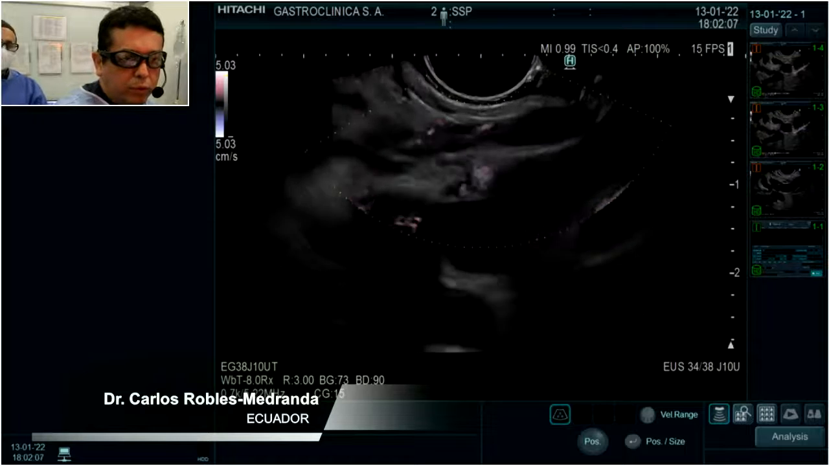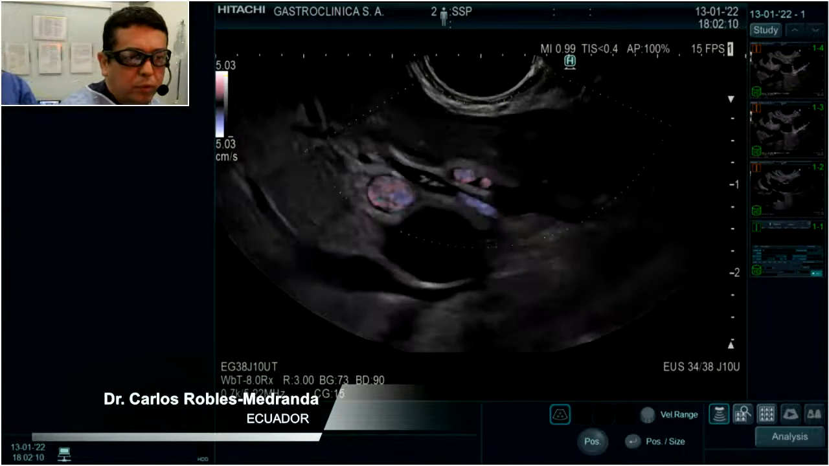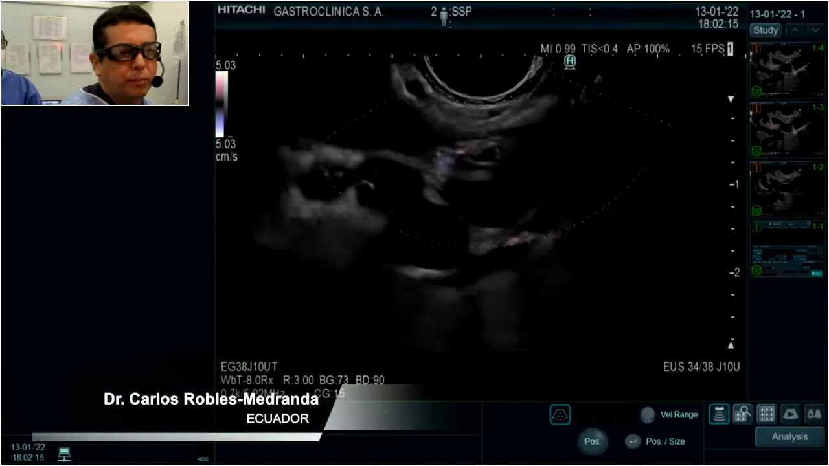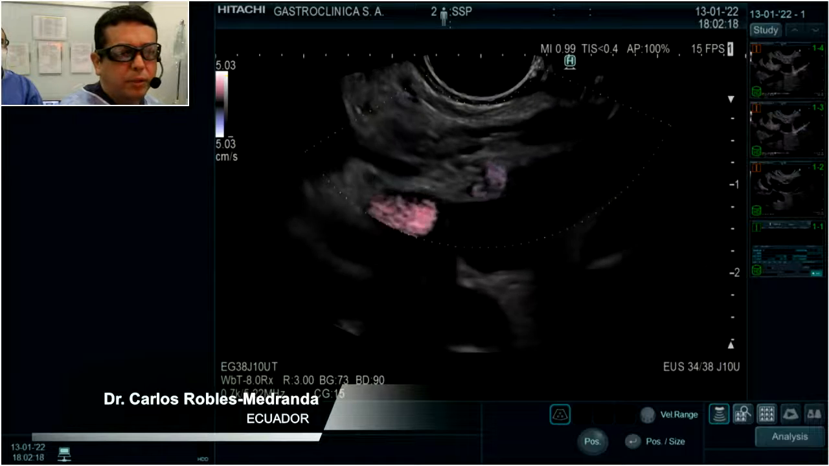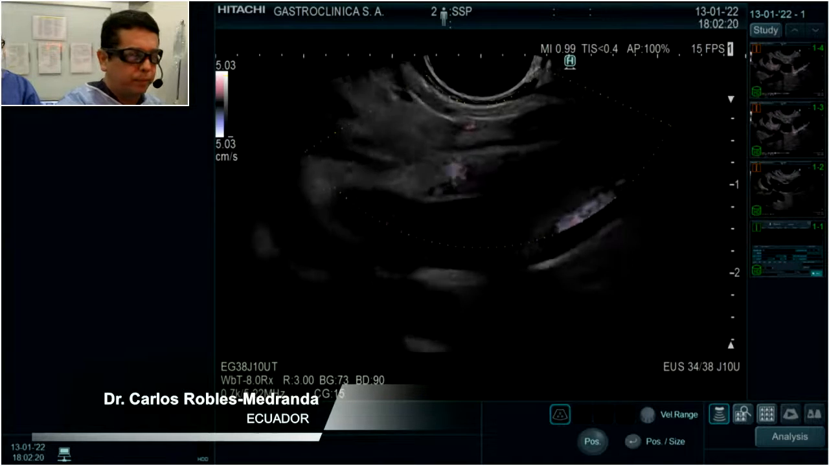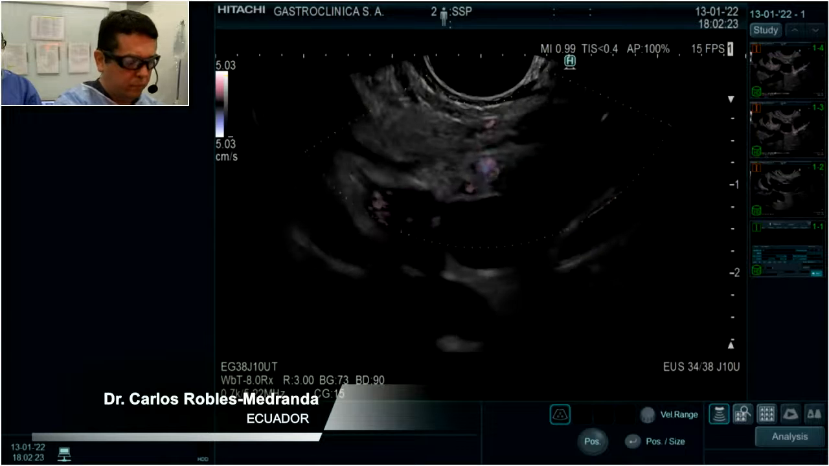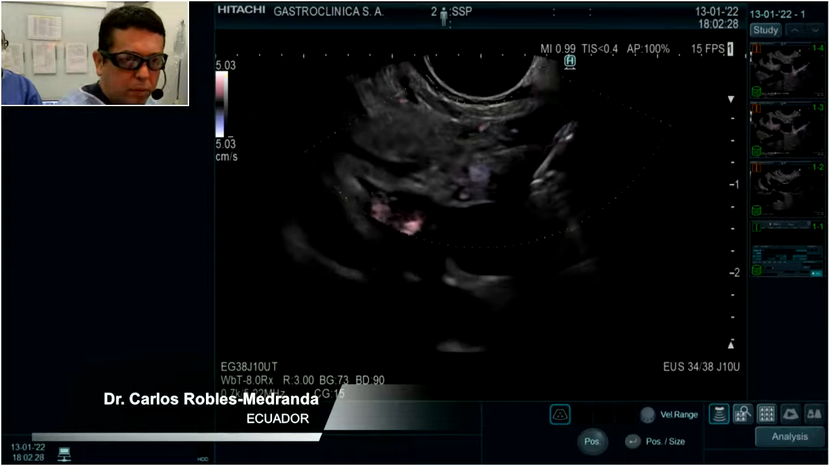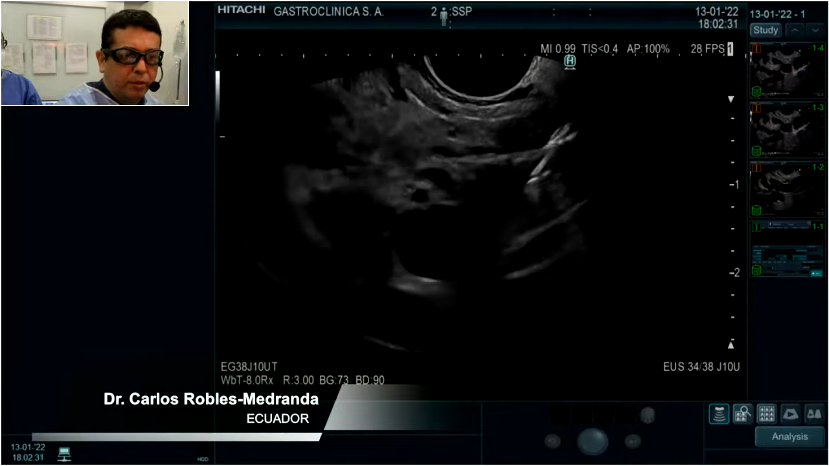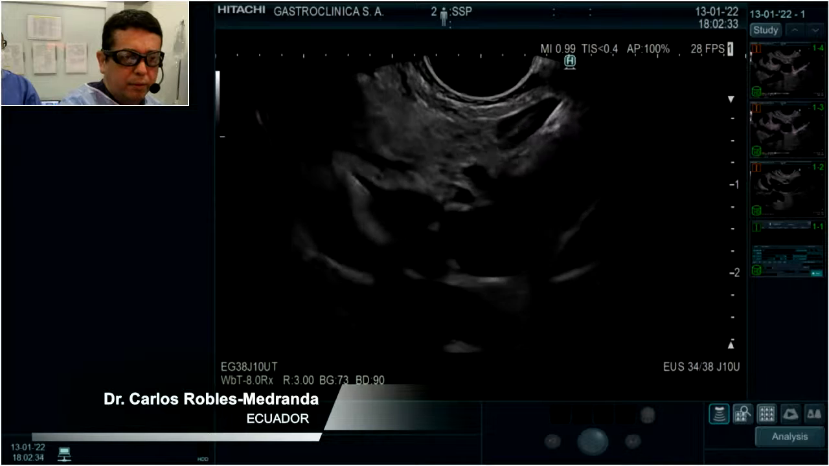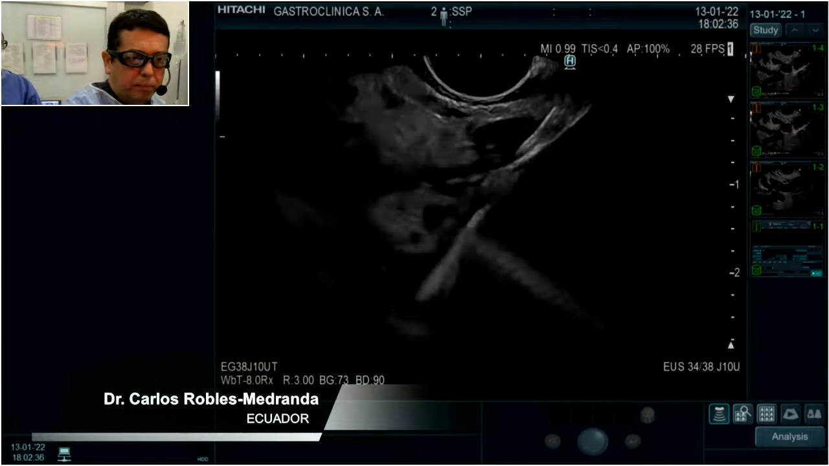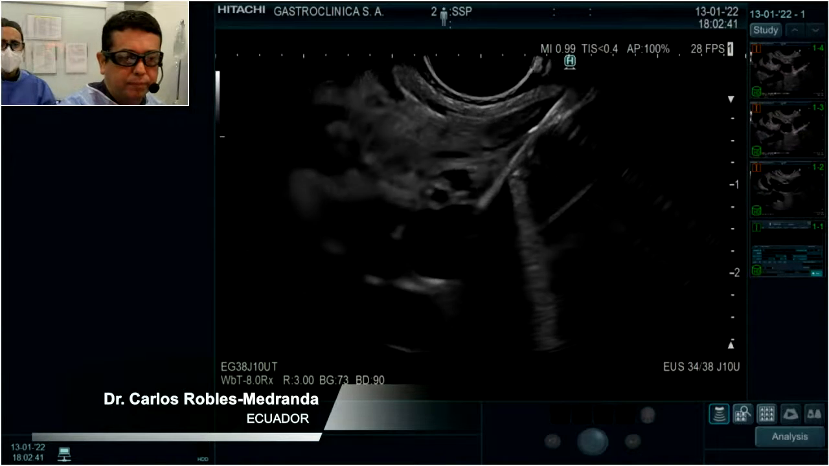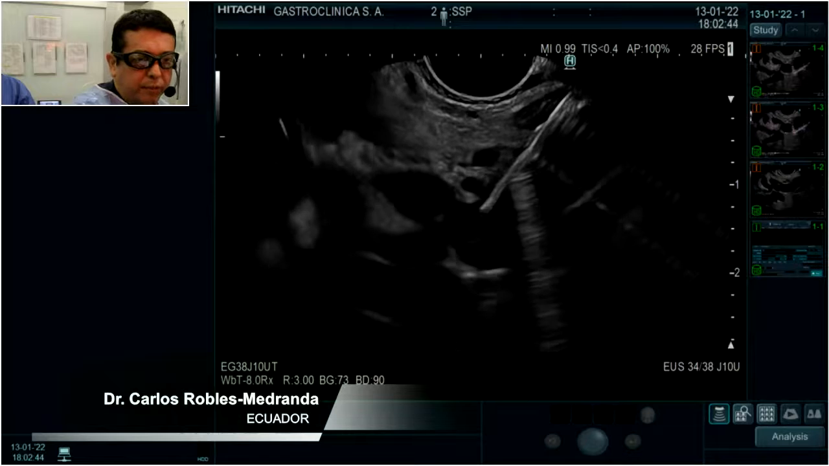So we will use... so I think the best position is here. Let me see here. Okay, here. So you see my needle is very well observed. So now I am inside the biliary tract, as you can see here. Okay.